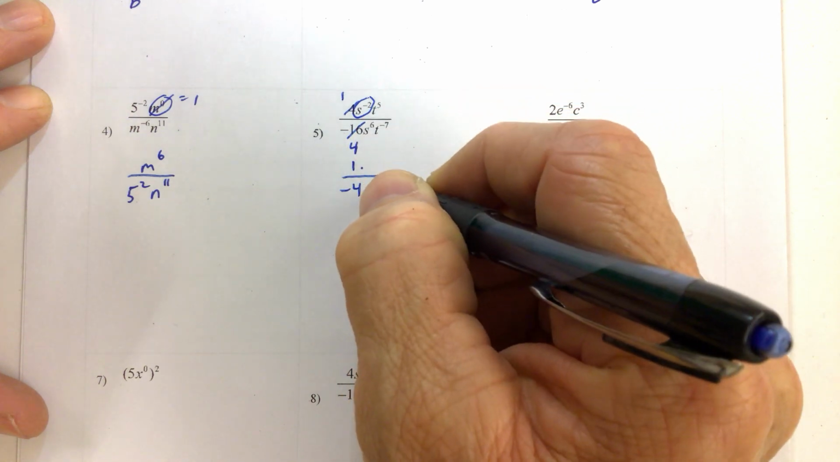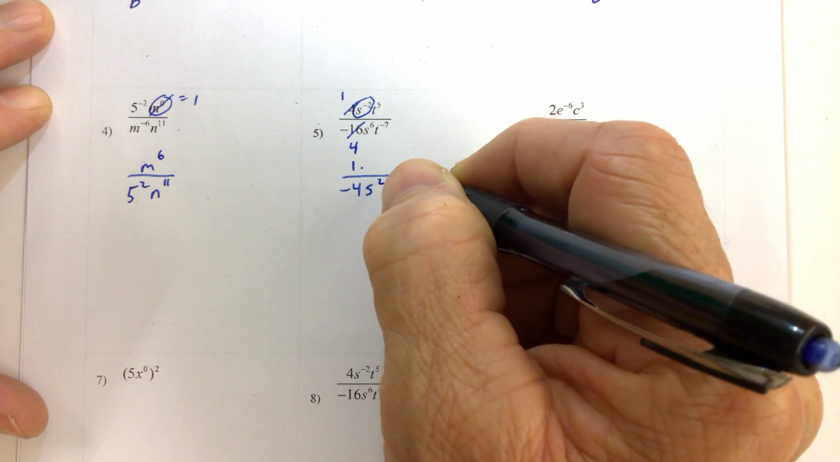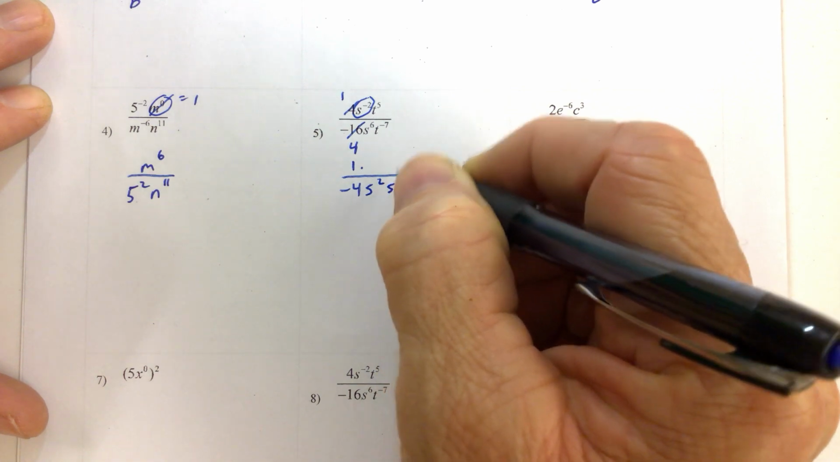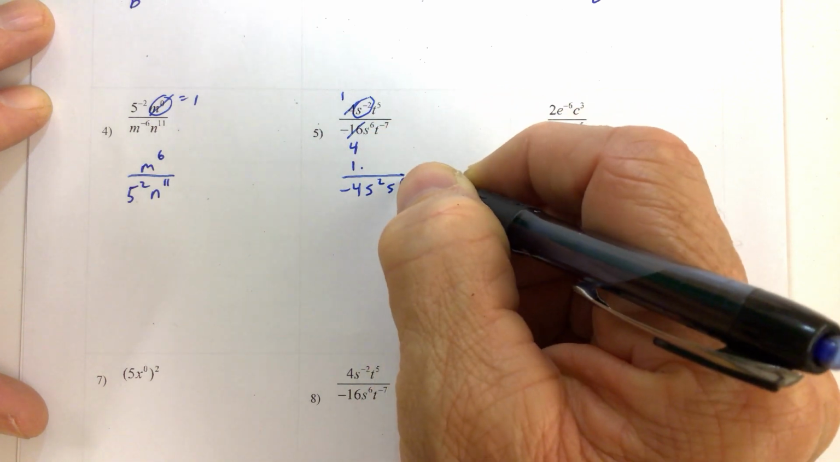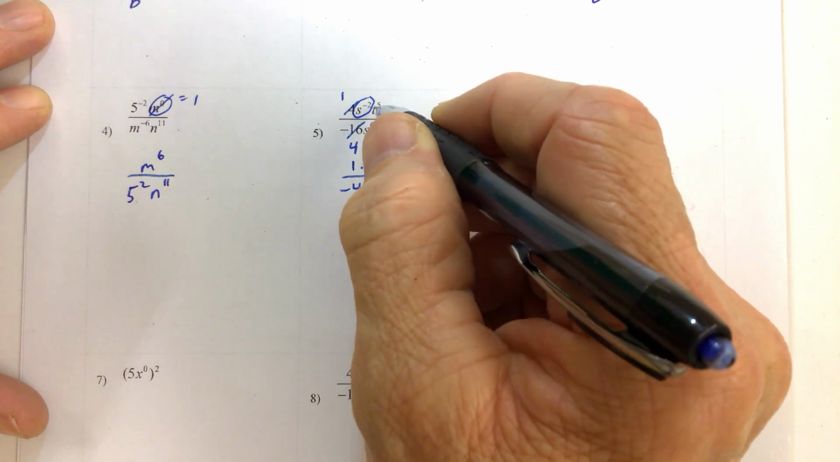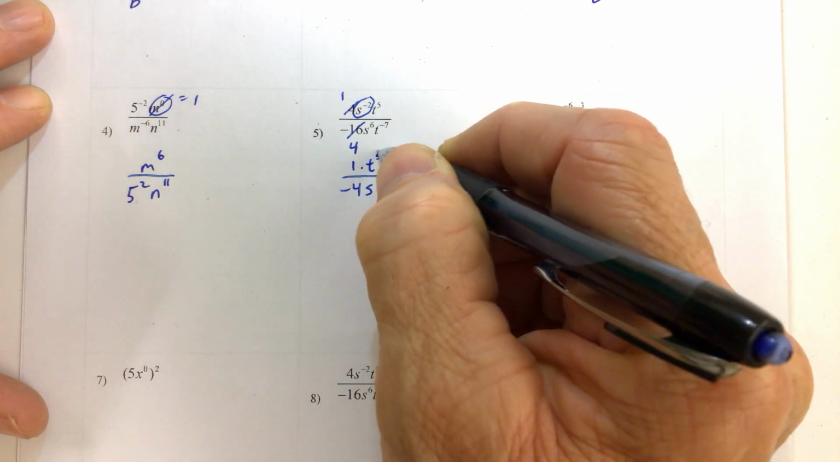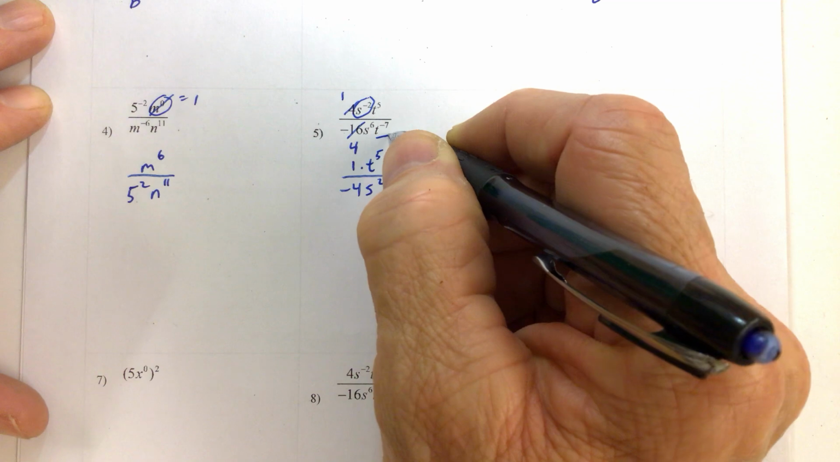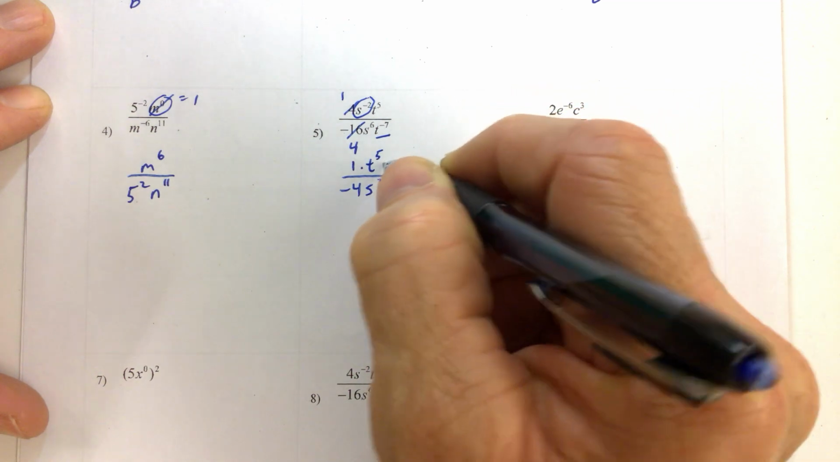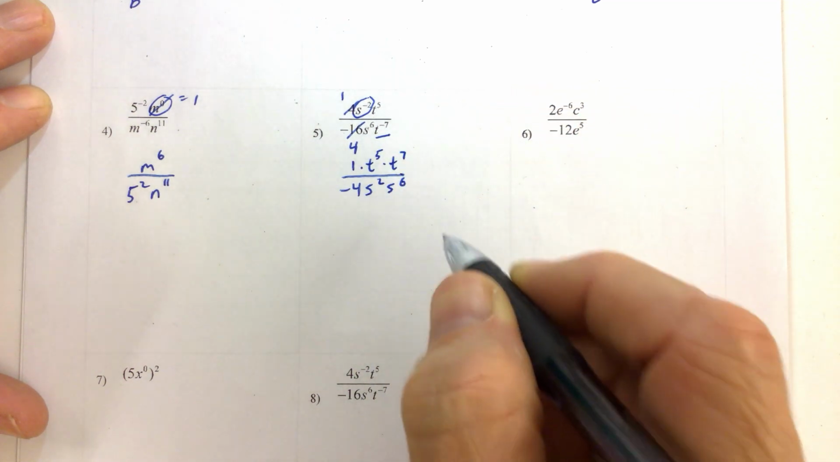Negative exponent on the top, and we're going to keep that negative 4 right there. We're going to move that to the bottom and make it positive, and then that s to the 6th remains s to the 6th on the bottom. T to the 5th on top remains t to the 5th on top, and then this t to the negative 7th on the bottom becomes t to the 7th on top.